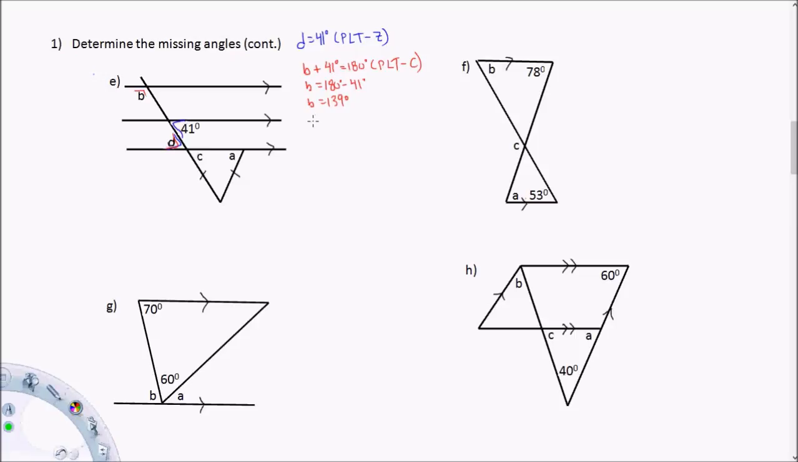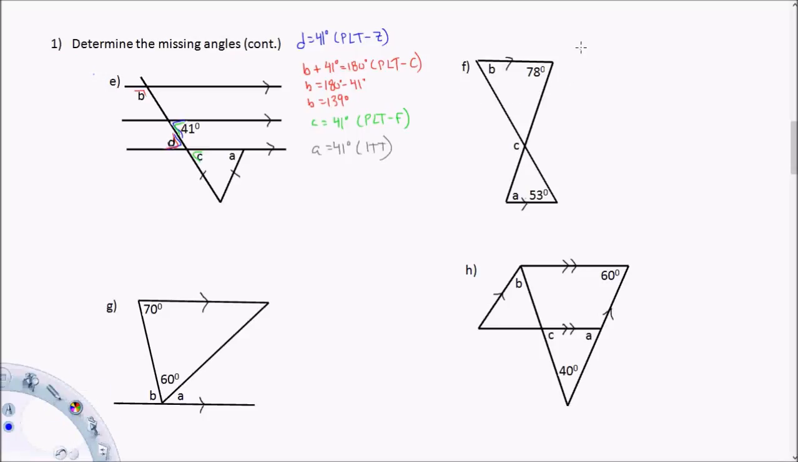We can also find angle C using the parallel line theorem F pattern right in here. So C is equal to 41 degrees because of the parallel line theorem F pattern. And finally, we can say that angle A is equal to angle C, which is 41 degrees, because of the isosceles triangle theorem, ITT.